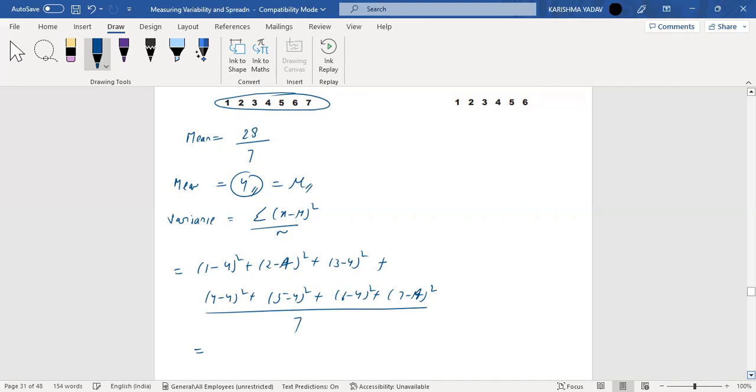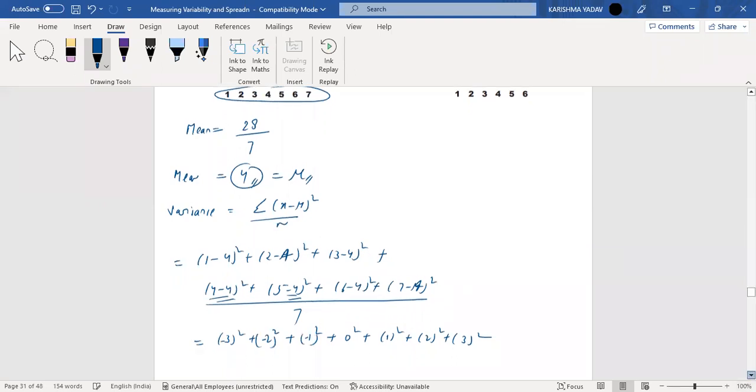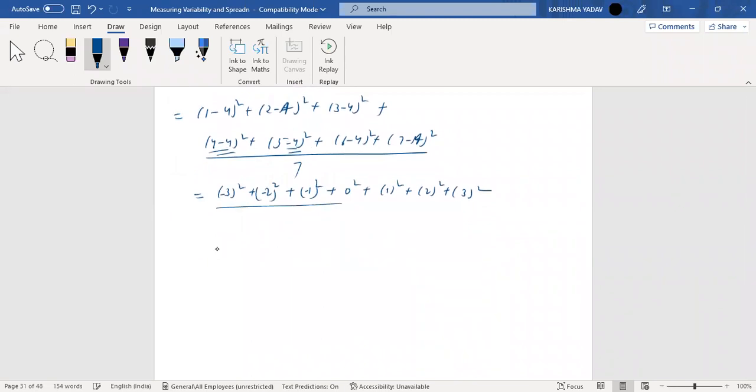Okay, we are going to calculate it. This will give us minus 3 square, minus 2 square, minus 1 square, 0 square, 1 square, 2 square, and 3 square. Oh sorry, it is minus here: minus 3, minus 2, and minus 1 square. So we got these values by calculating, and this is divided by 7.